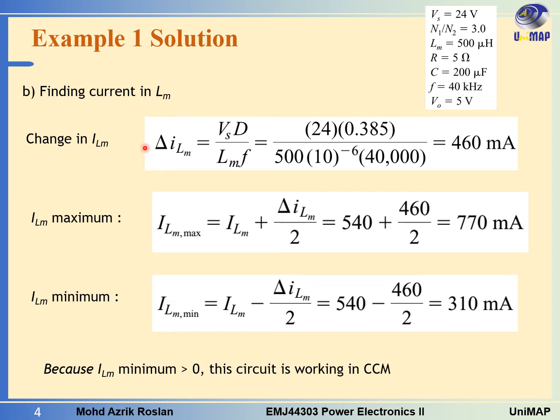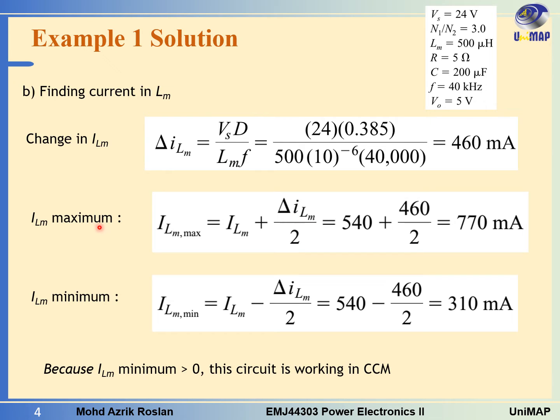But it did not stop there. You have to find the delta ILM. Why do we need to find this? Because by having this, only then can we calculate the maximum and minimum value for ILM. The delta ILM is given by this equation. You plug in everything and you will get 460 milliampere.